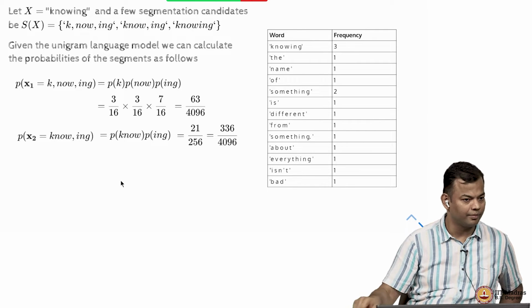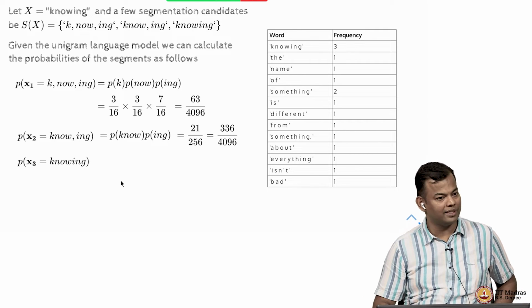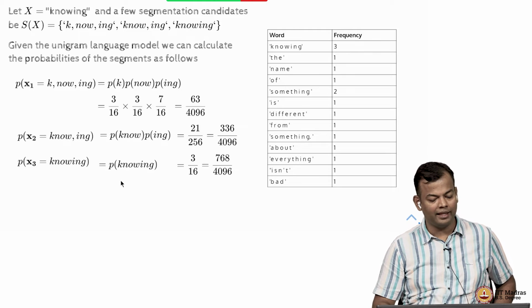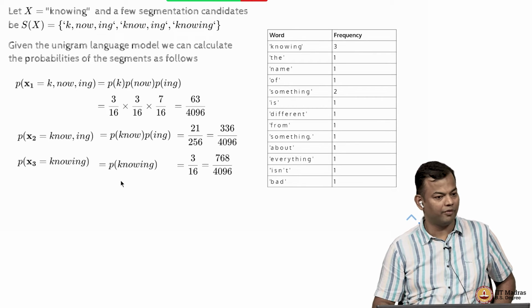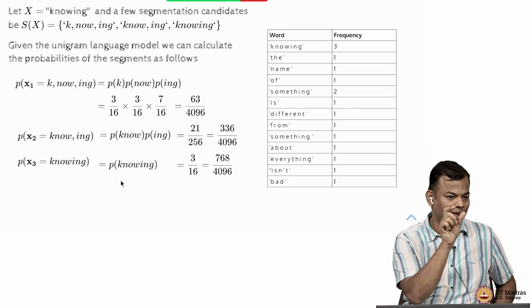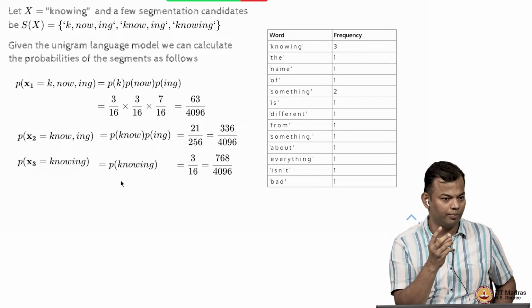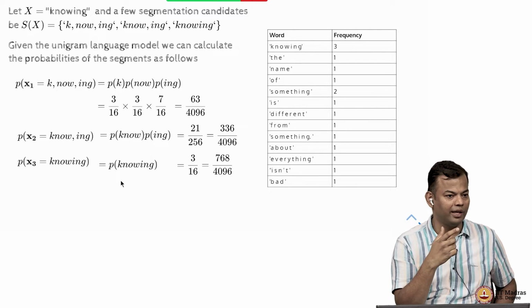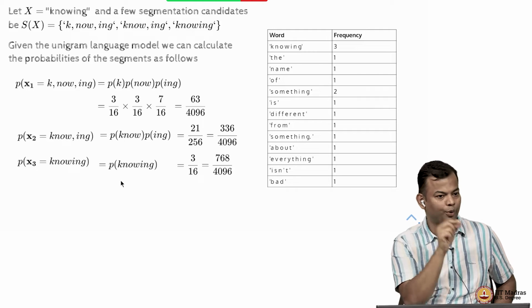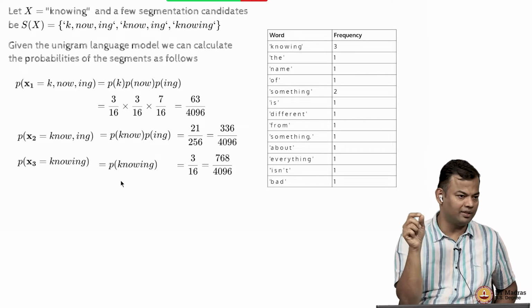word x. But now I have one more candidate, which is x3 equal to knowing, and that is just 768 by 4096. So clearly this knowing is the segmentation which has the highest probability, and this is what we are interested in: of all the segmentations possible, the one which has the highest probability. And the way we are calculating the probability is just the product of the probabilities of the segments in them.